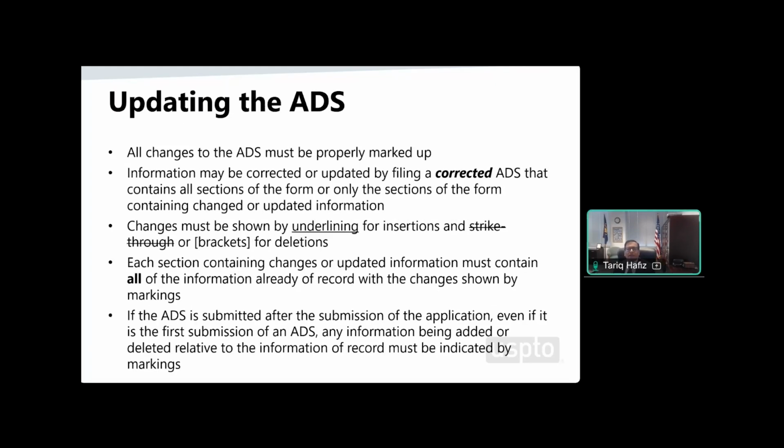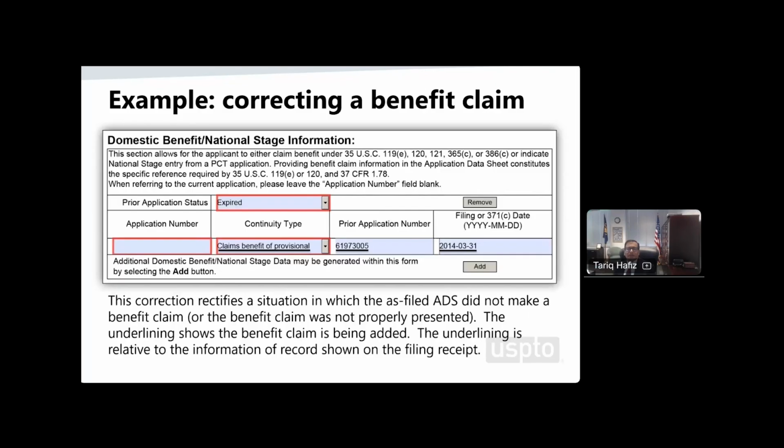Okay, so how do you fix an ADS? Much the same way as your specification and claims, with strike-throughs and underlines. When you do file an amended ADS, call it a corrected ADS in the title, and you can file this in the Patent Center as well. How can you see that an ADS is being amended? By added language being underlined. Here, the corrected ADS has the benefit of the provisional filing date. You see the underline right here.